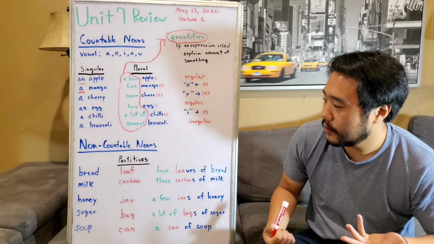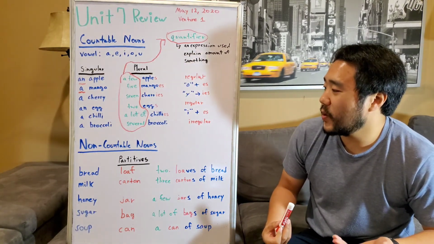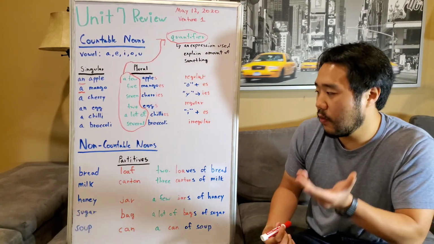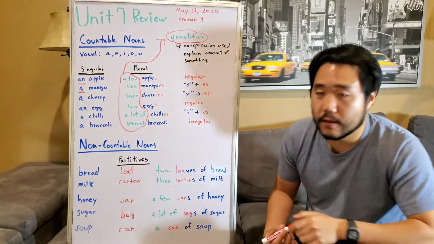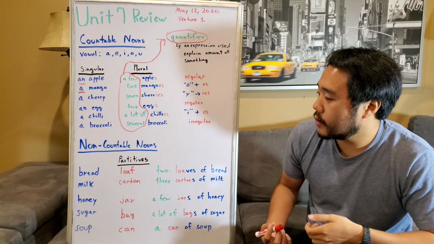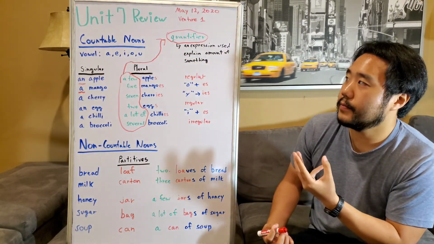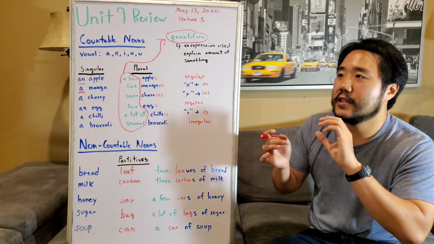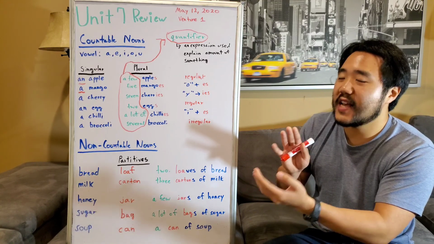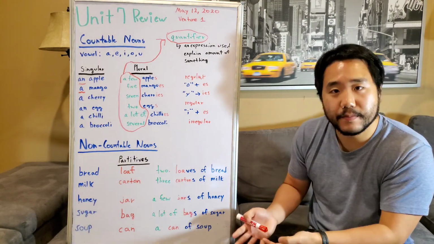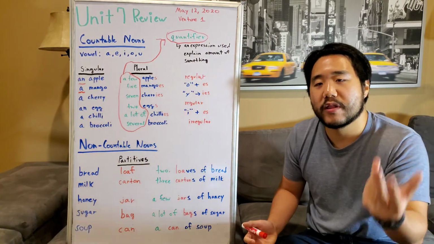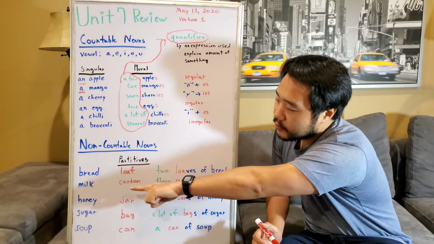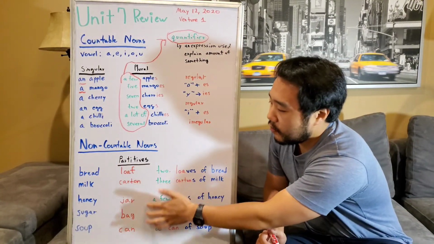So we can't count them, but there are ways that we can count the non-countable nouns. And how do we do that? We use something called partitives. Partitives are words or phrases that can divide or section a certain item. An easier way to think about it is that we use partitives to make something non-countable countable.